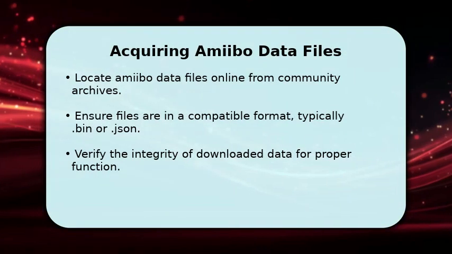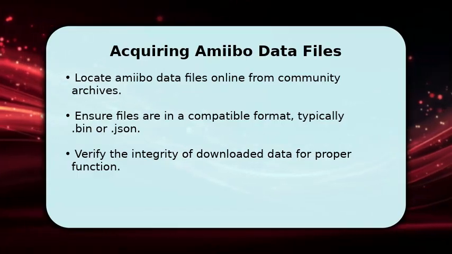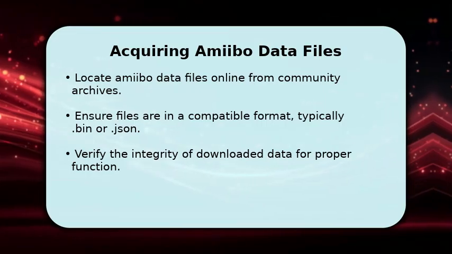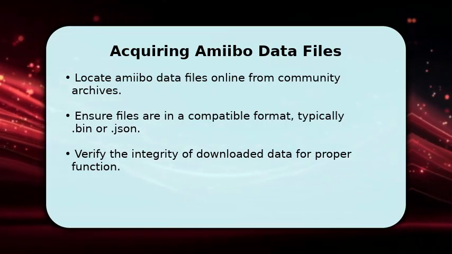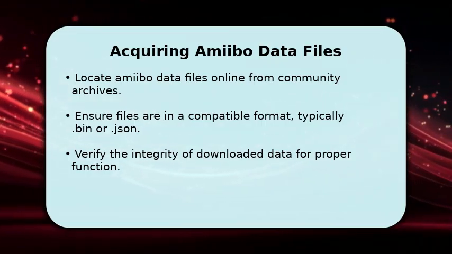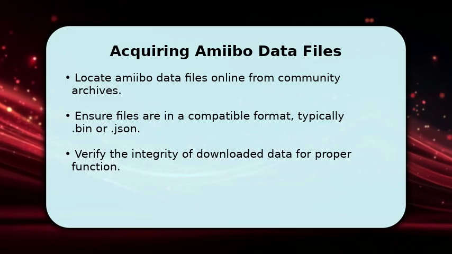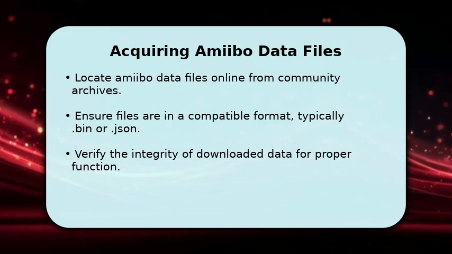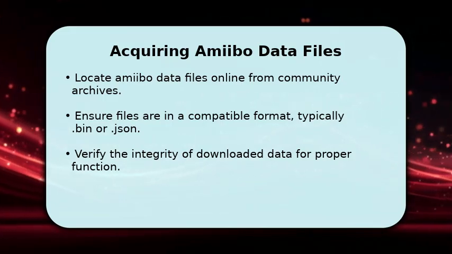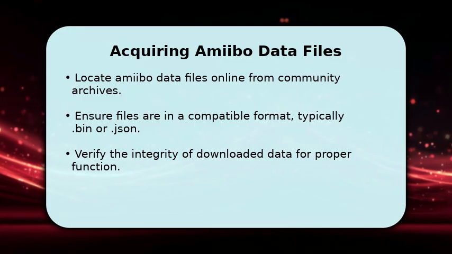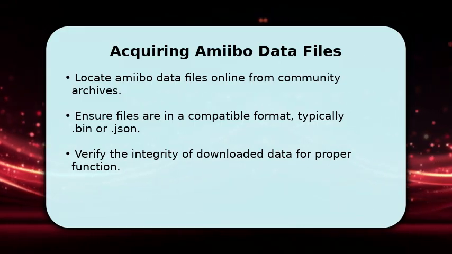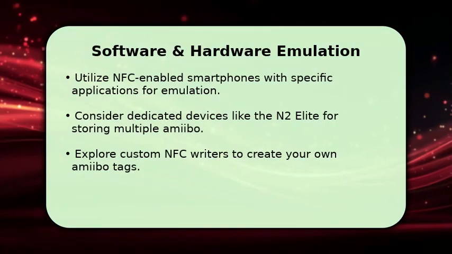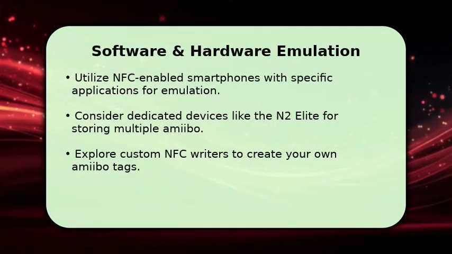The first step is to acquire the digital data that represents an Amiibo. These files, often referred to as dumps, contain the unique information an Amiibo transmits. You can find these readily available in various online communities and forums dedicated to Amiibo emulation. Always ensure the files are in a common format, such as a .bin or .json file, to guarantee compatibility with your chosen emulation method.